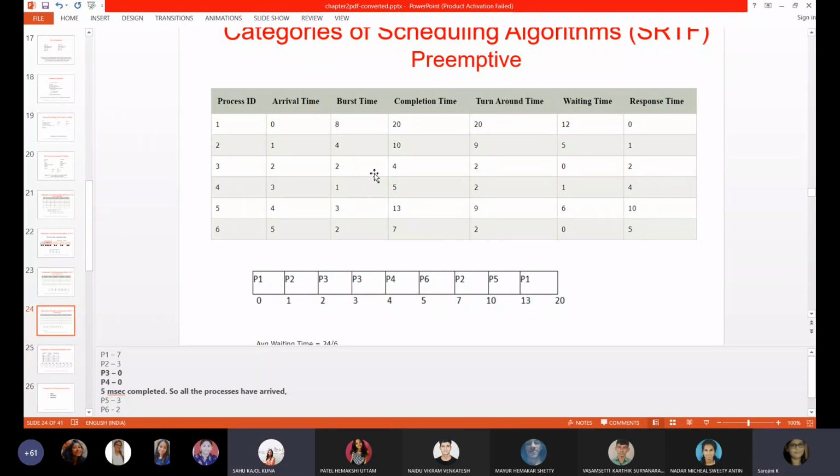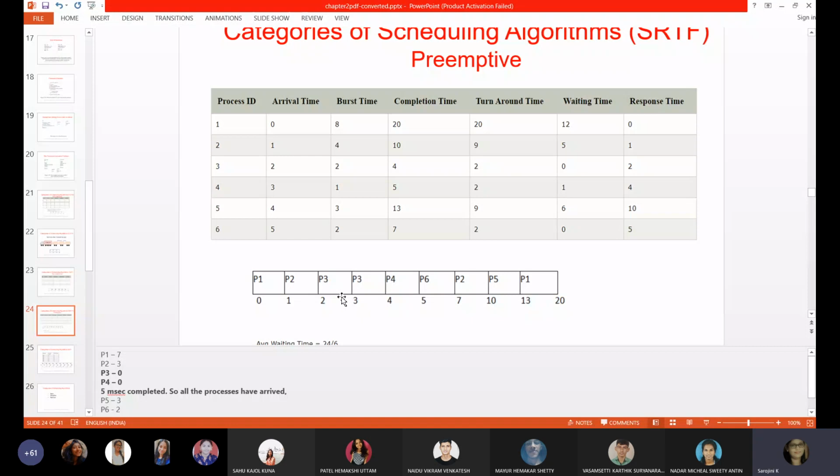Yes, P3, ma'am. I understood. That's why you underline the remaining burst time. Okay. So in 3 milliseconds, at the third millisecond, which processes are available? In the third millisecond, only P3 may be there. These 3 processors are available.